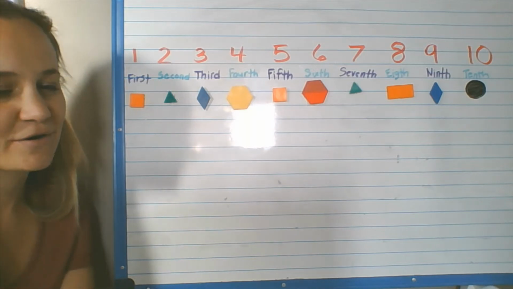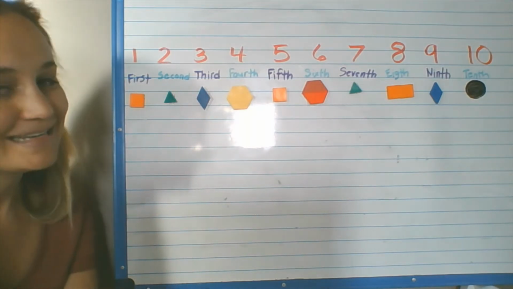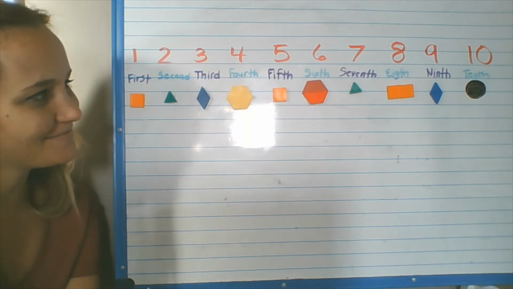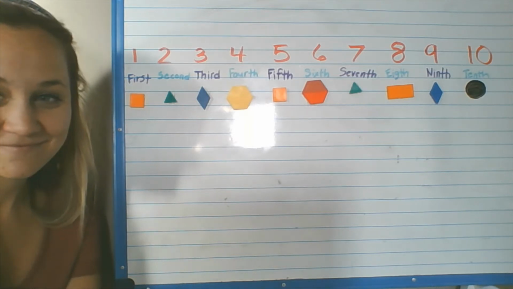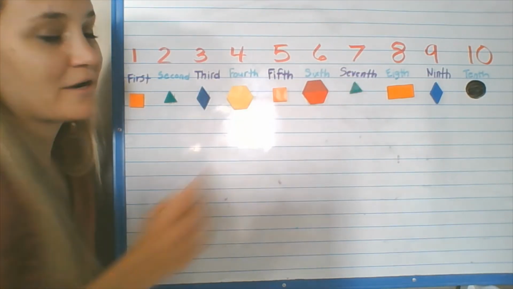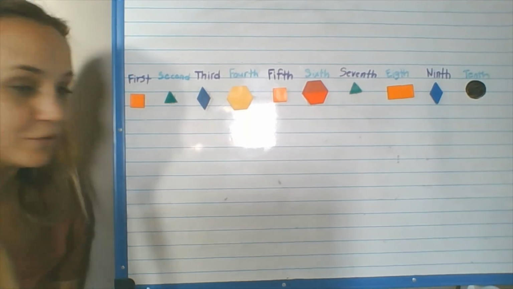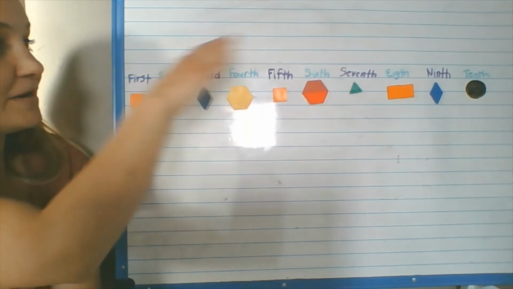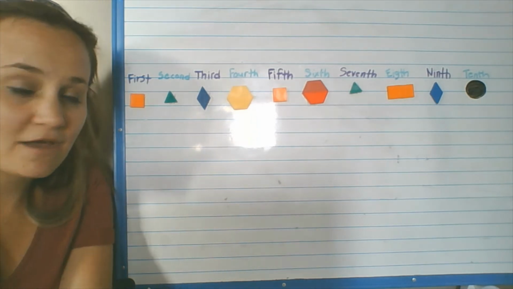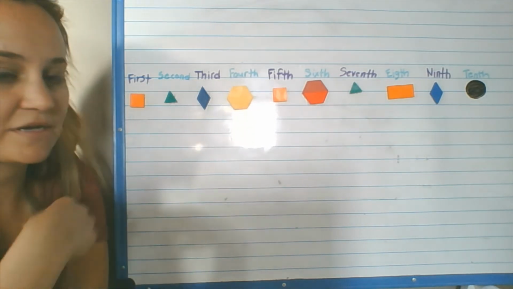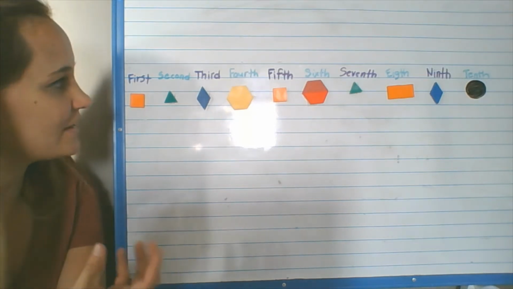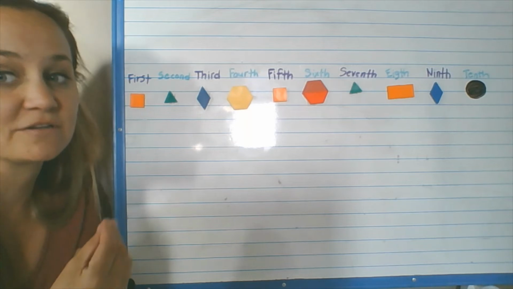Let's go a little bit harder. What is the name of the seventh shape? That's right. The seventh shape is the triangle. Will you still be able to do this if I erased the numbers at the top? I think so. If you ever need help, just count. Because these words sound like they're numbers, kind of, that they match with. Third sounds like 3.